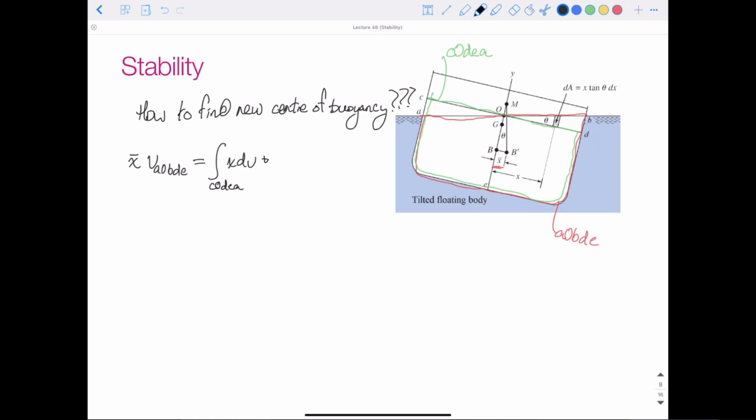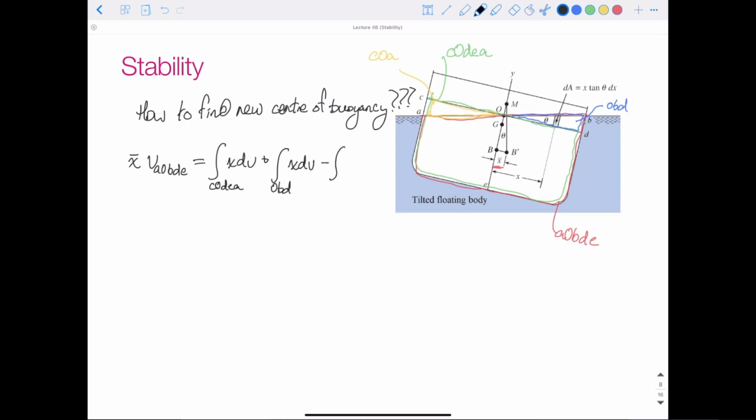Plus this new submerged section. So that's going to be OBD. Let's draw this in blue. So this is section OBD. And then minus the section that's no longer in the water. And see if yellow works for this. So that's this section over here, which is now above the water. So this would be section COA.